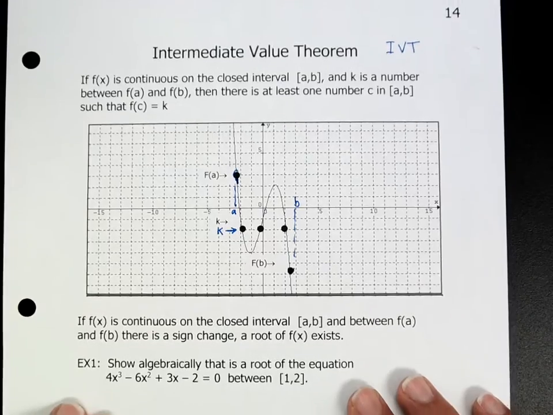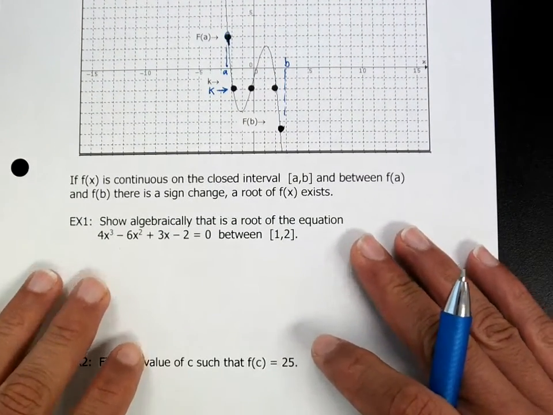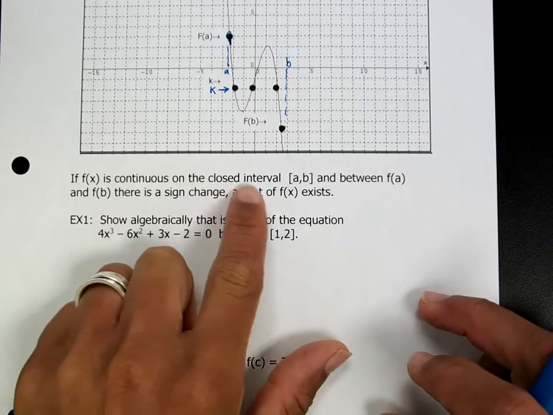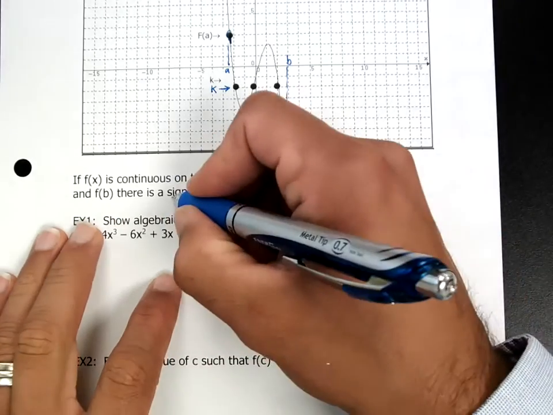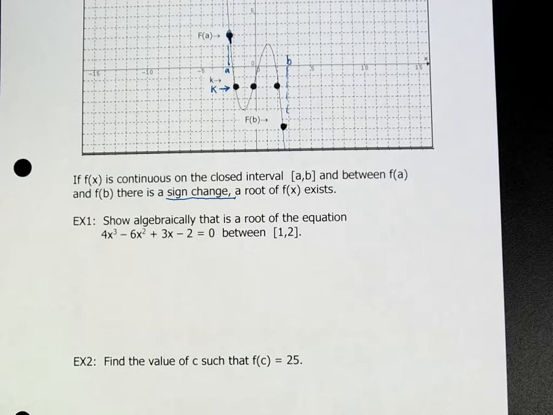Now, let's run through a few examples. The homework is actually not too bad. It's kind of wordy, but it's not too bad. In this one, it says if f of x is continuous over the interval [a, b] and there's a sign change between f of a and f of b, and that's important because it's part of our homework, then a root of f of x exists. I'm going to show you what that means.